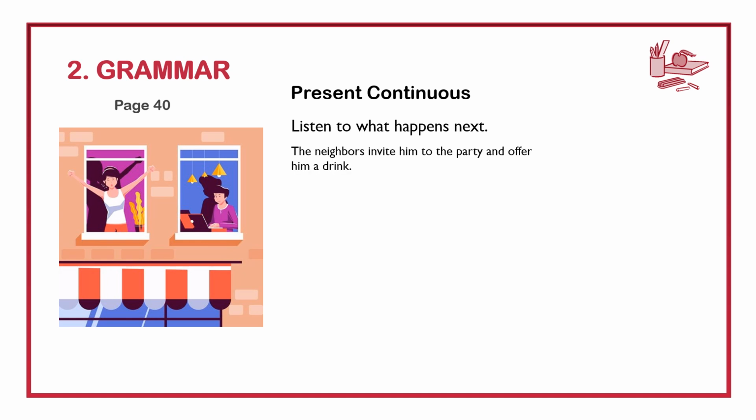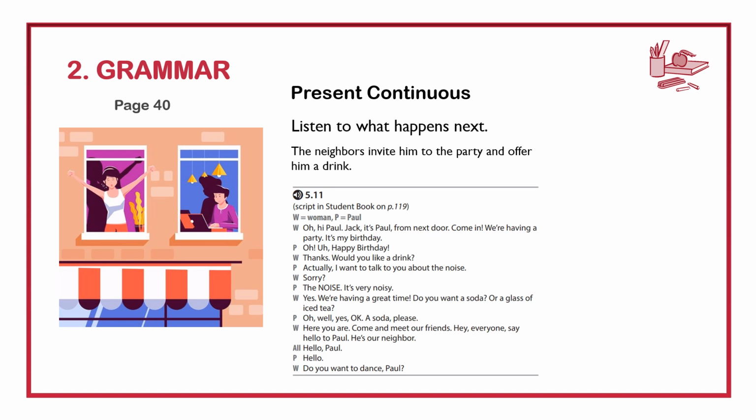The neighbors invite him to the party and offer him a drink. That's what happens when Paul goes next door. Now we can also look at a script. So W is the woman, P is Paul.